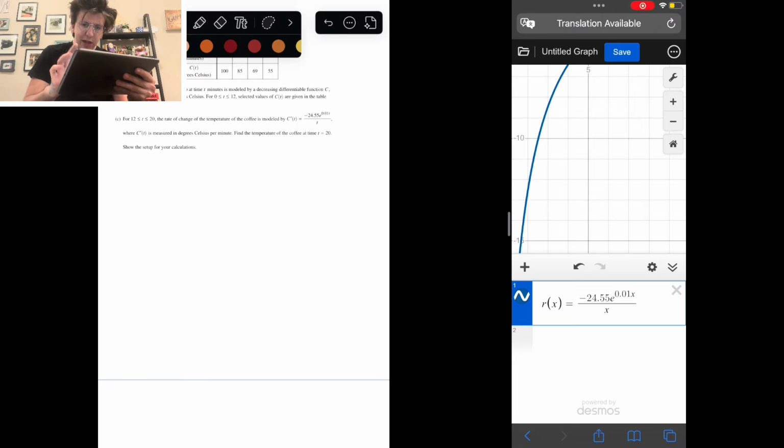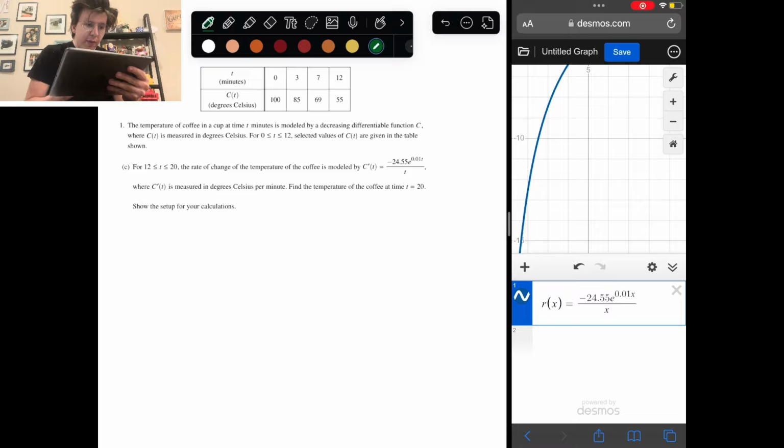All right, so let's read what the actual problem is. For 12 less than or equal to t, which is less than or equal to 20, the rate of change of temperature of coffee is modeled by C prime of t, which is equal to that crazy function that we just put in. So right there, that's the derivative. That's how quickly our function's changing. That's how quickly the temperature is changing past 12, where C prime is measured in degrees per minute. Find the temperature of coffee at time t equals 20.